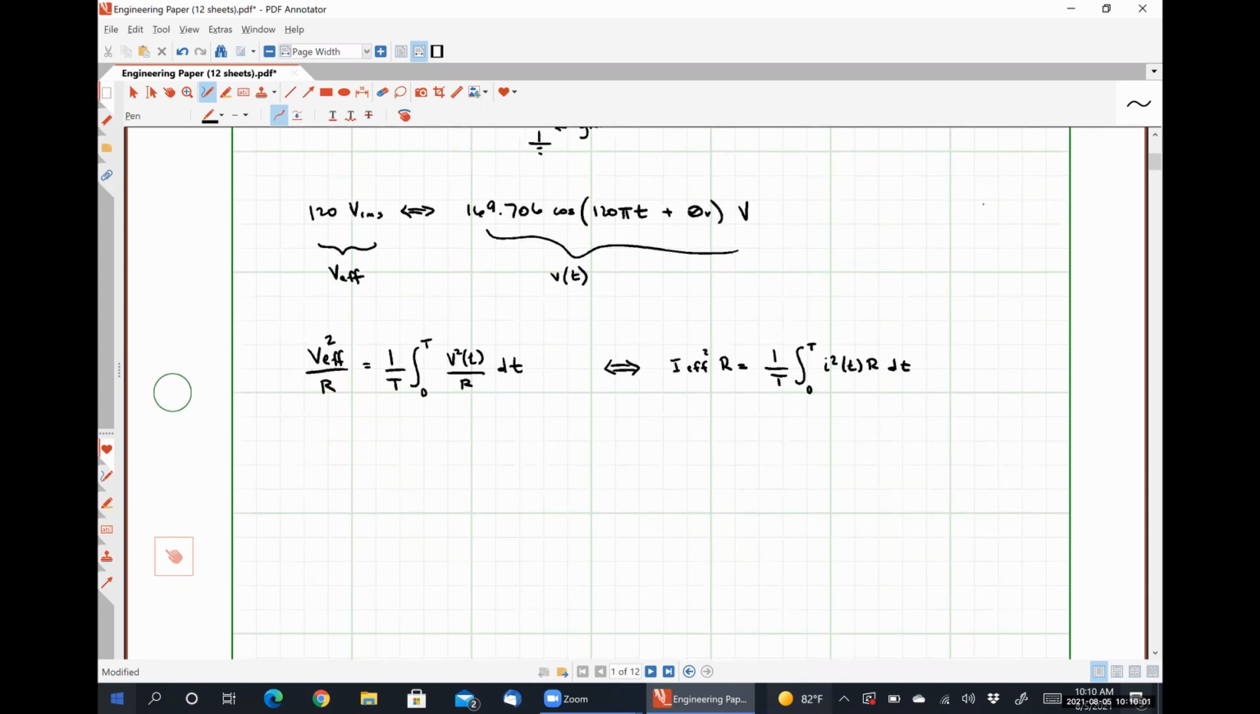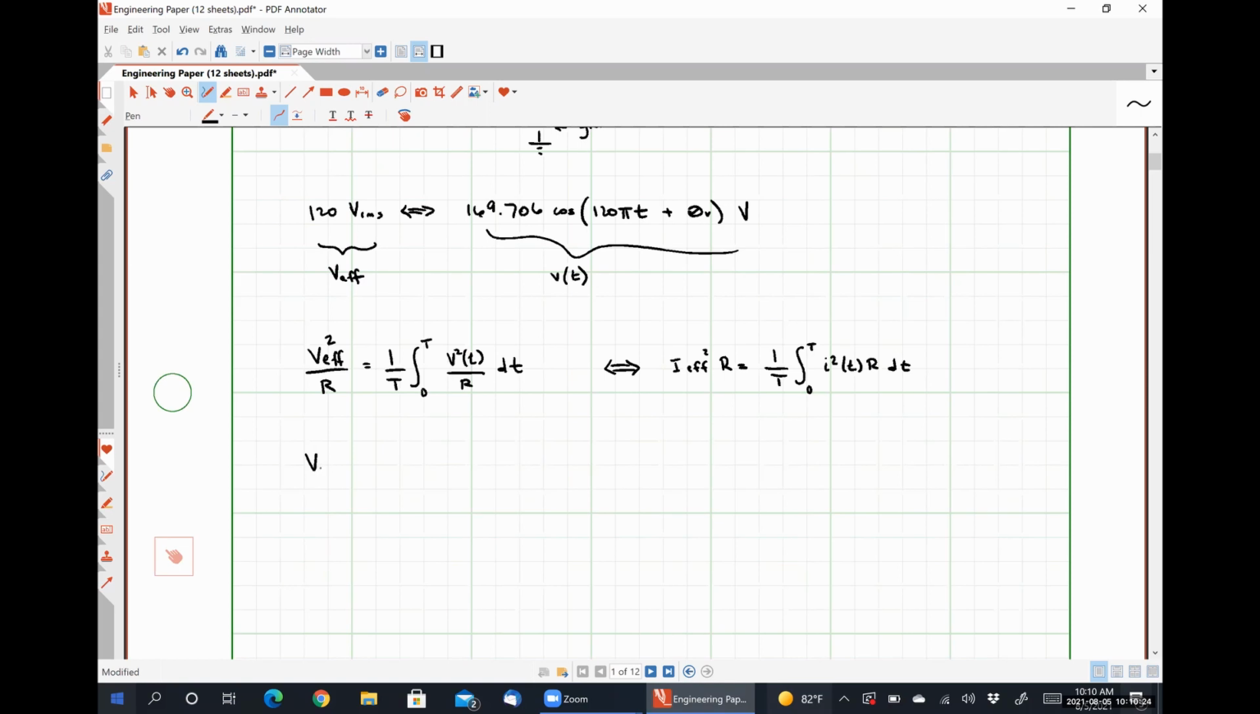So I can see that there is a common factor of 1 over R on both sides, so I can really throw that away. What's interesting about that is it means that the value of the resistor that we are trying to deliver power to actually isn't even important in determining the effective value at all, which is going to make our life a little bit simpler.